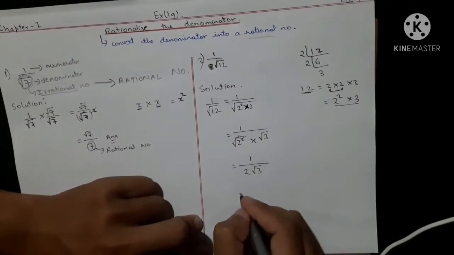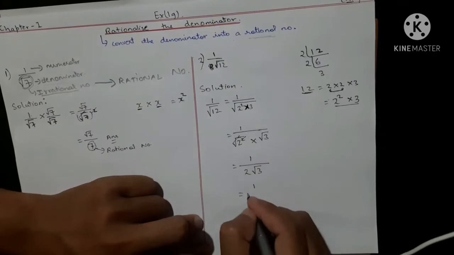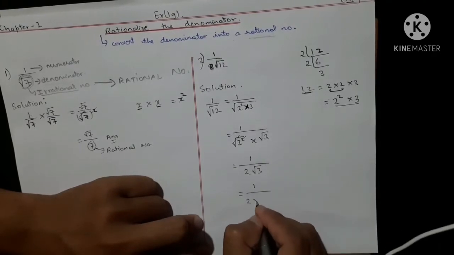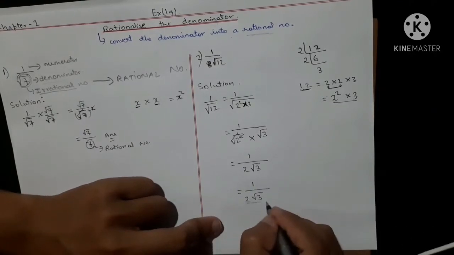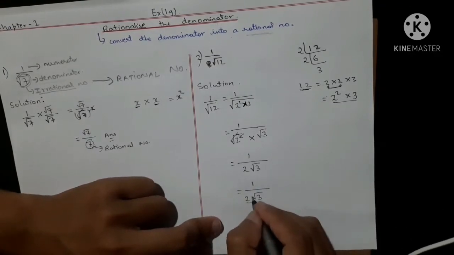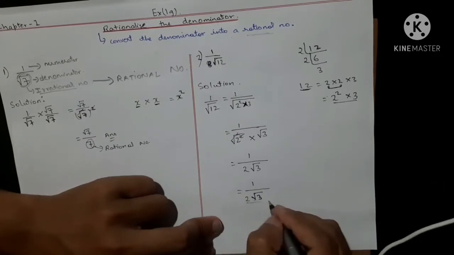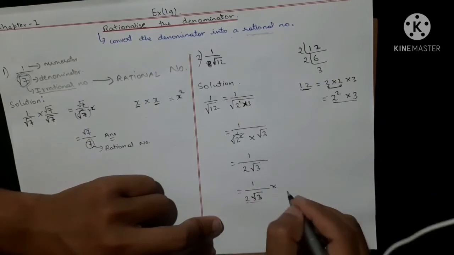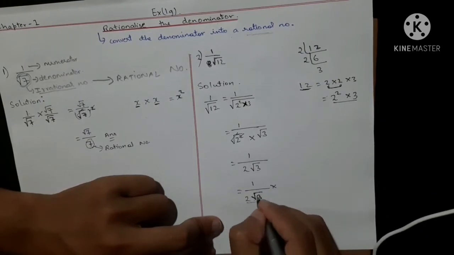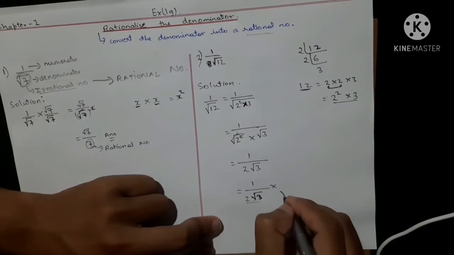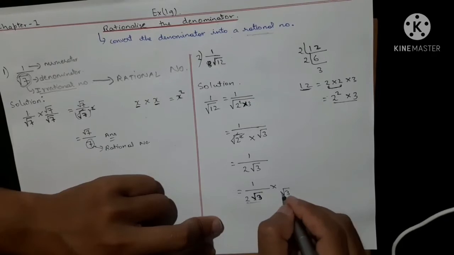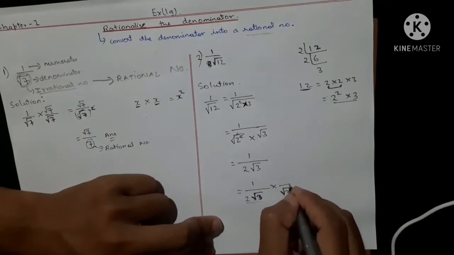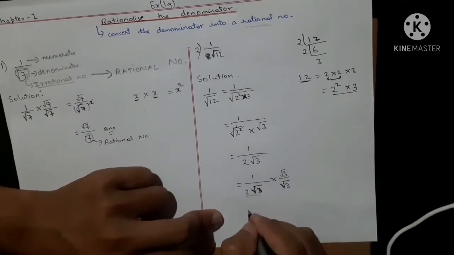So next, 1 by 2 square root 3. Then again we have to convert this into a rational number. Now this is an irrational number because of the square root 3 here. So we have to convert this into a rational number by multiplying with, since this is the only irrational number here, only square root 3. Since square root 3 is the only irrational number, we multiply it with square root 3, and square root 3 in the numerator also.